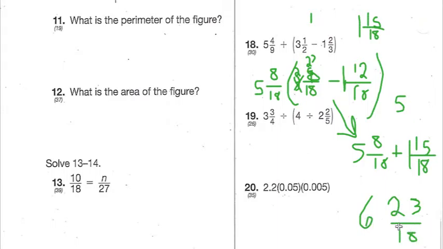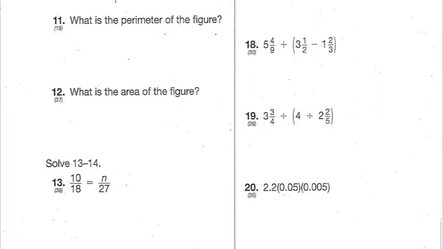Now, this is an improper fraction. They're not going to like that, so we're going to rename it. We're going to take one whole out of this, so 18 over 18. Okay, we have 6 and 23 over 18.